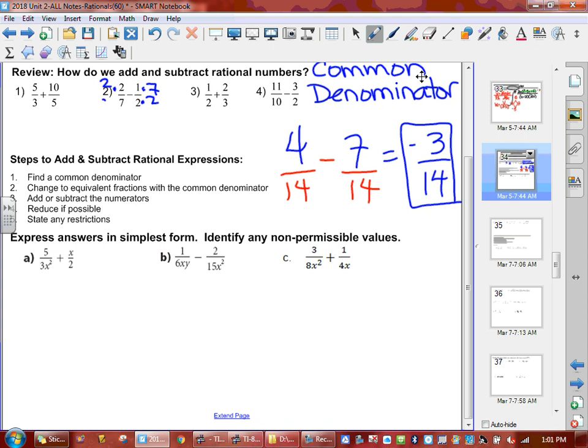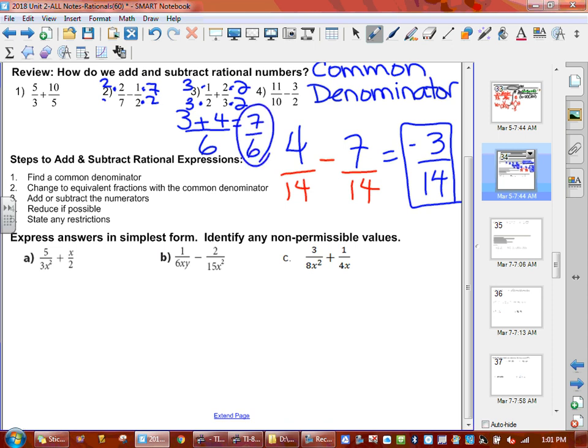Okay, if we take a look at number 3, 2 and 3, if we just multiply them, we get 6 for a bottom. So this guy multiplies by 3 on the left and multiplies by 2 on the right. So we're going to get 3 plus 4 on top of 6, which is going to give us 7 over 6. Final answer. Okay, 7 over 6, final answer.